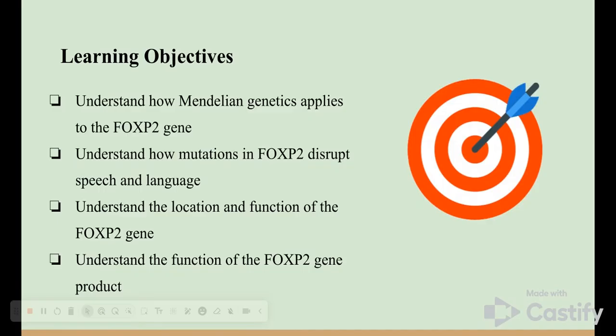These 4 goals will guide everything that I talk about, and by the end of this presentation, you should have a clear idea of why this gene is so important, especially in relation to human communication.